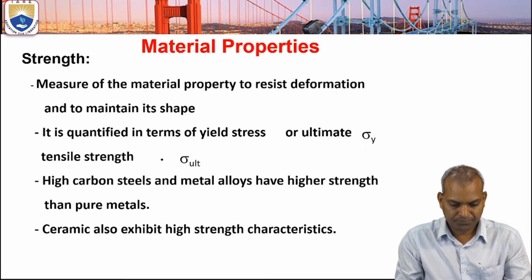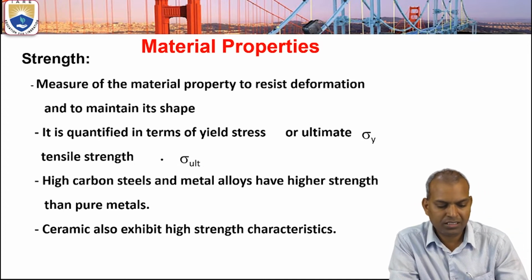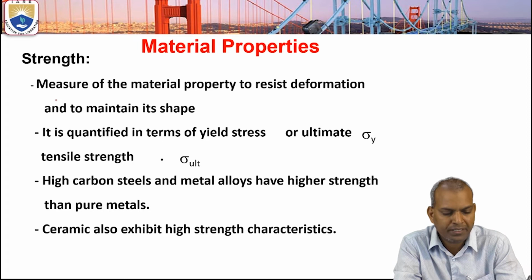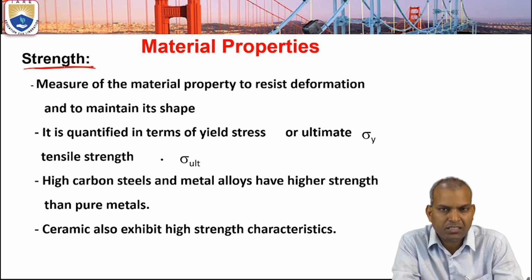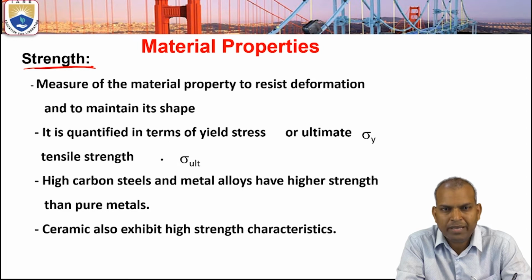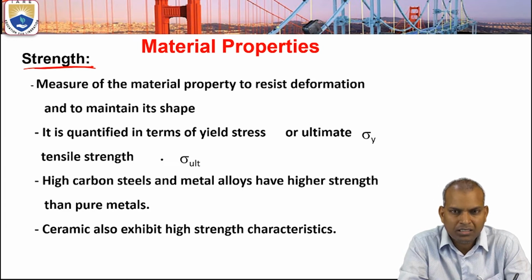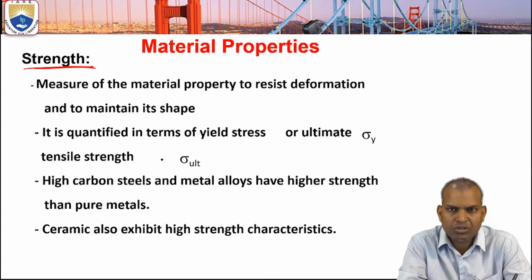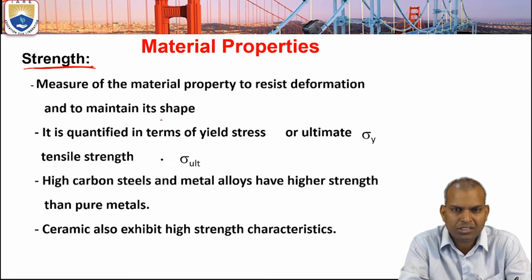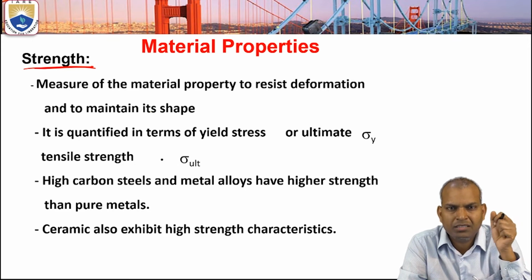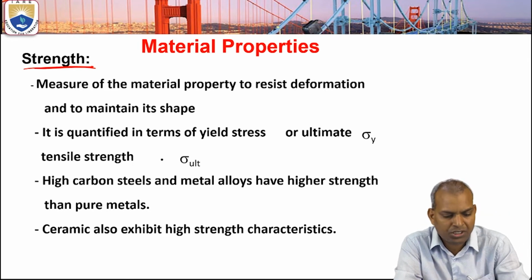So what is strength? Here strength is defined as a measure of the material property to resist deformation and to maintain its geometry under the application of normal loads and also shear loads. Here the normal loads again come in two types: one is compression, another one is tensile. Under either tensile load or compressive load, strength means resistance to deform and to maintain its shape. That is one description of strength.